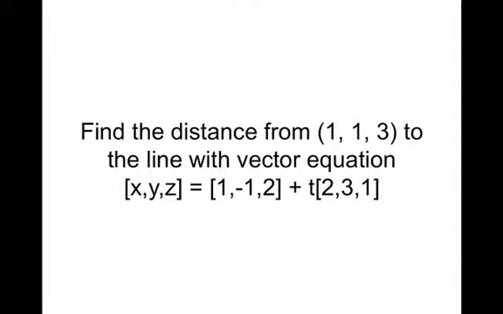So the question asks us to find the distance from 1, 1, 3, which is a point, to the line that's given by the vector equation (x, y, z) = (1, -1, 2) + t(2, 3, 1).